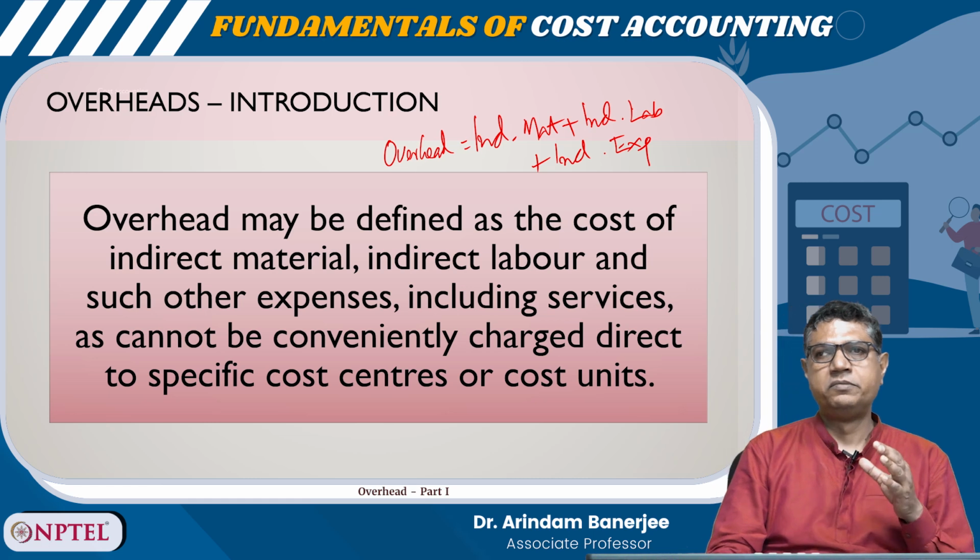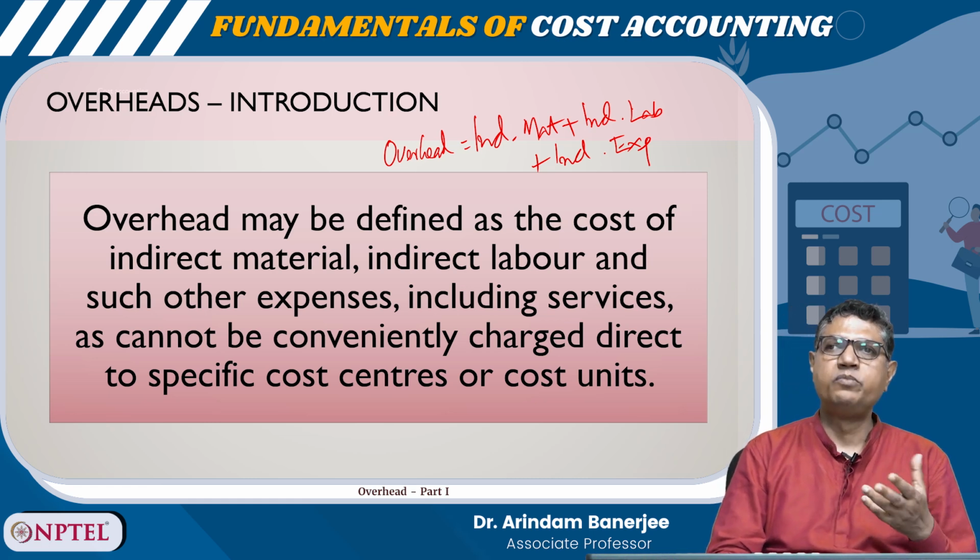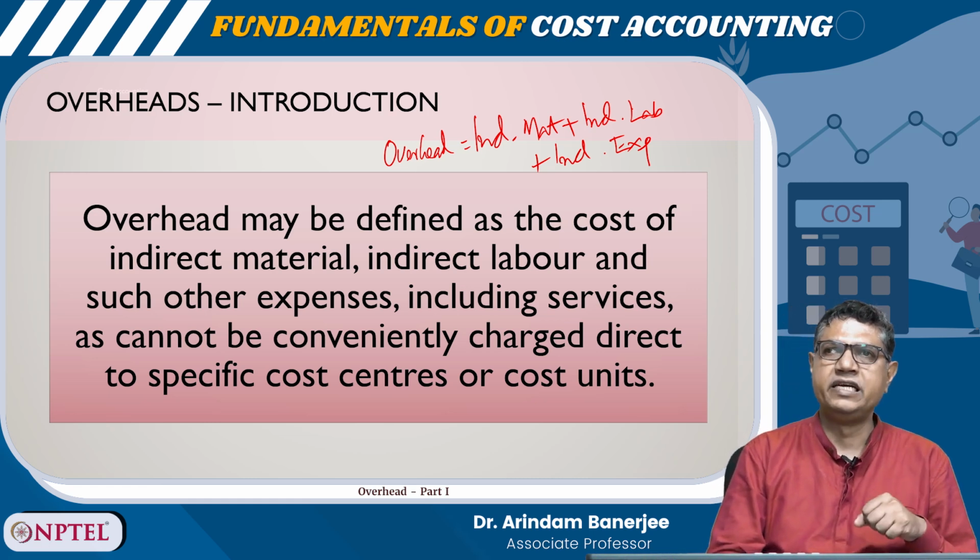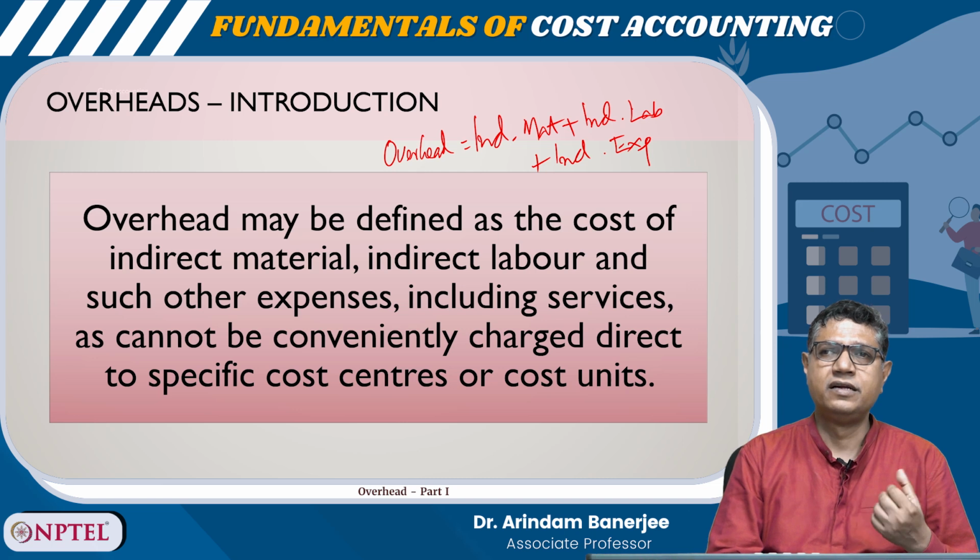For example of indirect material, if you remember, we discussed in material cost, it is say lubricant used in machines, right? Which you cannot directly allocate to the final product, right? Because the machine is being used for producing several items, right?